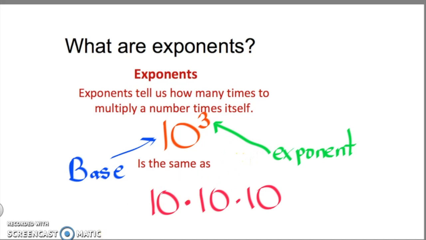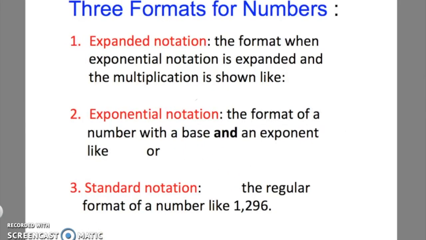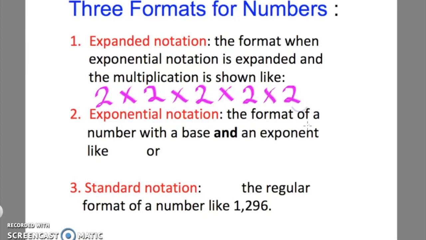Hope that makes sense. As we continue with Unit 2 exponents, let's look at 3 formats for numbers we will see throughout this unit. The first one is expanded notation. It's a format when exponential notation is expanded and the multiplication is shown. So here's an example: 2 times 2 times 2 times 2 times 2. That's our example for expanded notation.